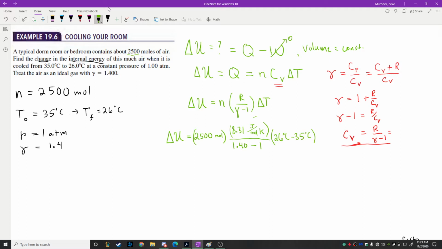Even though they're in Celsius, the change in temperature is going to be the same in Kelvin, so these units will cancel, and we'll be left with an answer just in joules. Because the temperature change on the right is negative and everything else is positive, our overall answer is going to be negative. Does anyone want to calculate what that is?